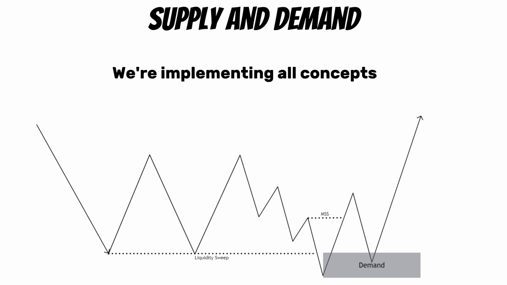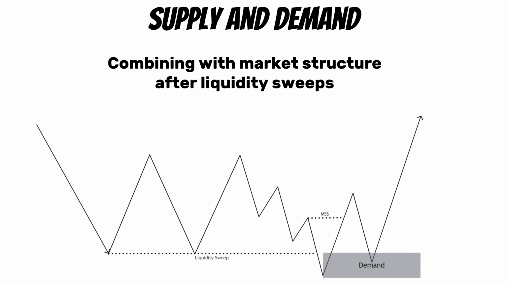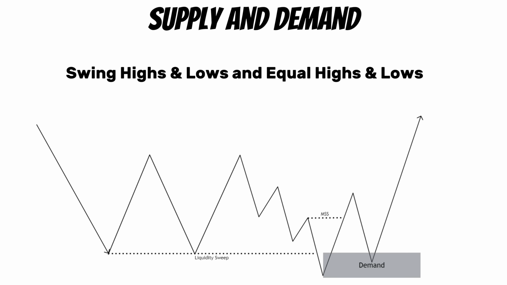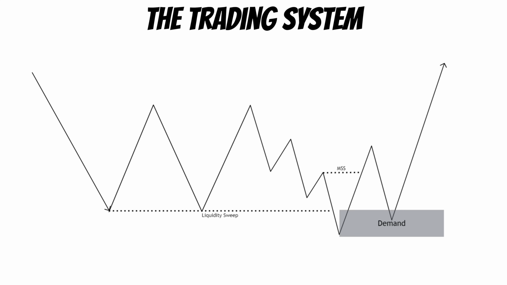So the way that we're going to be implementing supply and demand in the strategy is quite simple. We're going to be using it in line with market structure after we see sweeps of liquidity around ranges, swing highs, swing lows, equal highs, and equal lows. Basically, the liquidity patterns that we discussed earlier. And now let's put them all together and talk about the setup planning itself, going right into explaining the strategy, and after we will be testing it on the charts. So the trading system step by step is as follows.